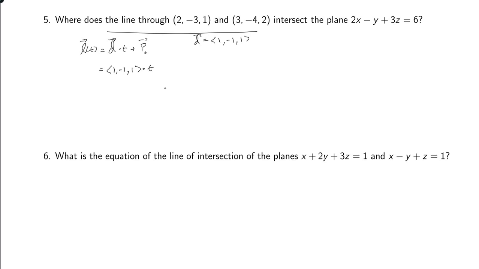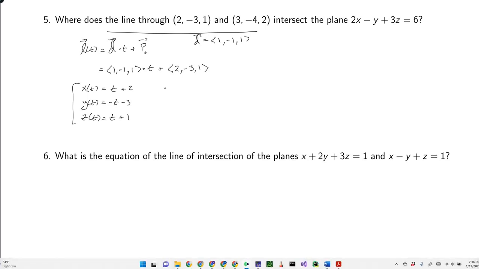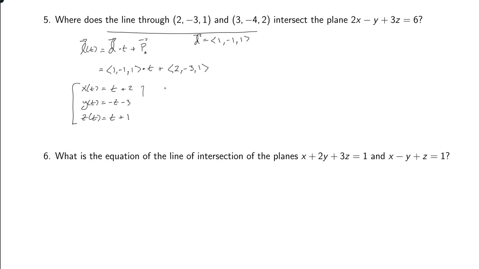We're going to multiply that by t. And then we want to add an initial point. We can use either of these points. It does not matter for the equation of this line. Let's just go with that first point here. And if I write this out in parametric form, I get x of t equals t plus 2, y of t equals -t minus 3, and z of t equals t plus 1. And this is really what we want to do, because now I have expressions for x, y, and z that we can plug into the equation for the plane.